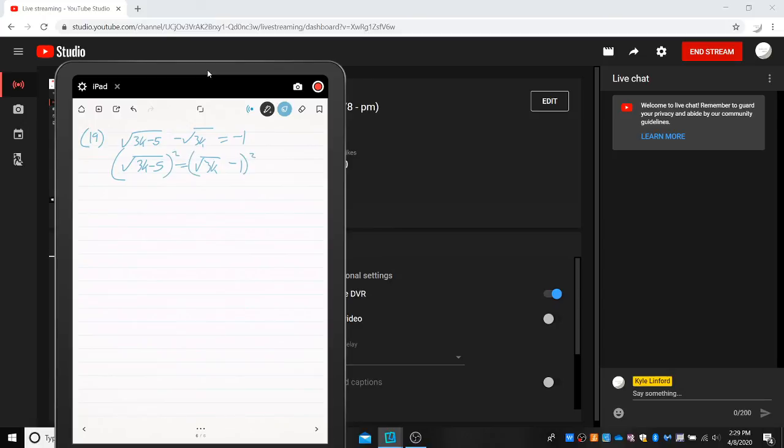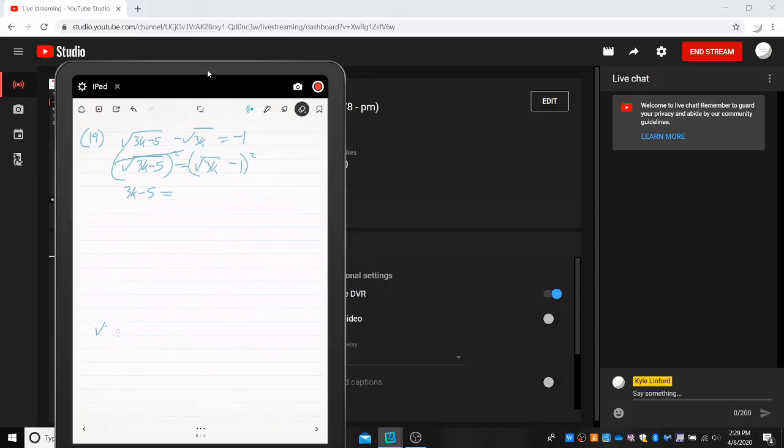By doing this, I can easily get one of them to simplify. I can easily get the square root of 3k minus 5 to just be 3k minus 5. The root and the exponent just cancel out. The next one, I'm going to have to FOIL this or box method it. So I'm going to do that to the side here.